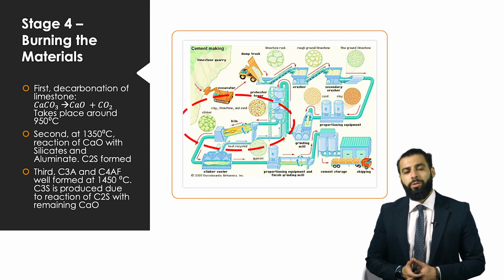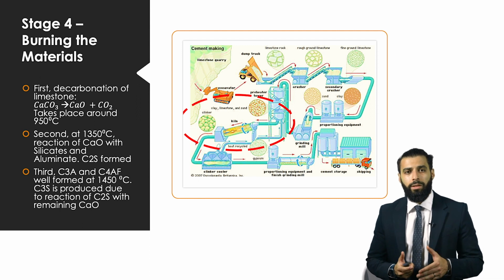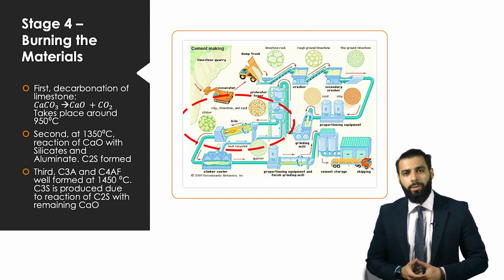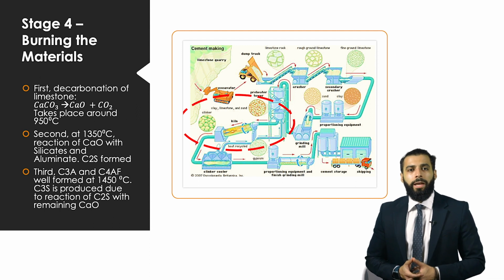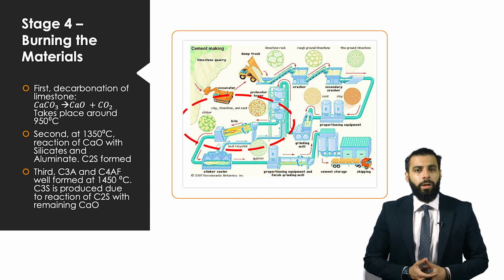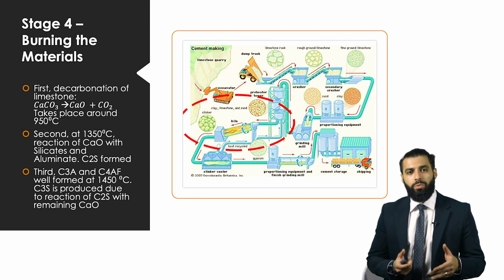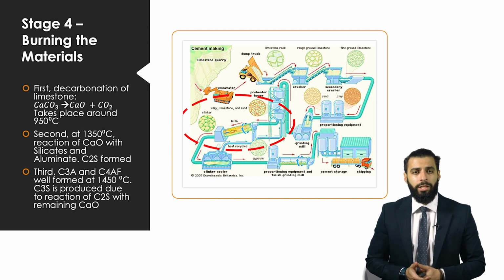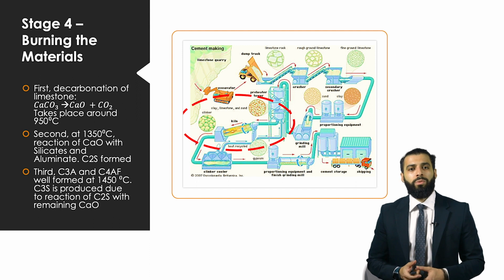So this happens at 950 degrees Celsius, and then at 1350 degrees Celsius, C2S starts to form, and it's formed because there's a reaction of the calcium oxide that was formed from the first step. So the calcium oxide reacts with the silicates that are present in the sand and clay. And then the third process is where C3A and C4AF is produced. And then C3S is also produced at that process, and this happens at approximately 1450 degrees Celsius. And C3S is produced once C2S reacts with the remainder of the calcium oxide that's present.